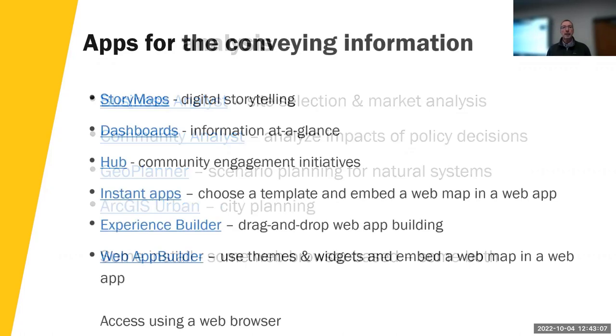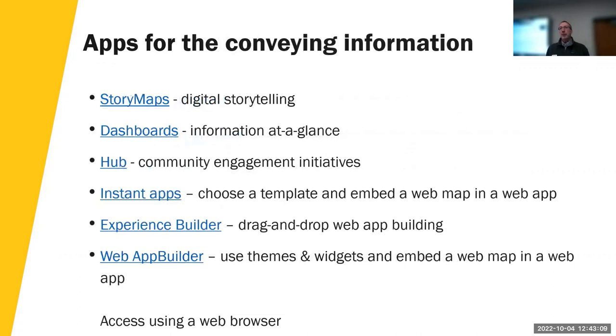Okay, those are all the analysis apps. Now for apps for discussing your research or conveying information. Story Maps are one of Esri's most popular apps. It allows you to combine digital content like audio, video, text, and maps into one story, lay that out, and communicate with folks. Dashboards are very popular, where you can read in real-time information, have it update, and have little meters on it and that kind of thing.